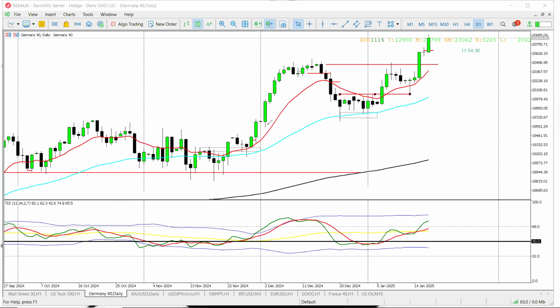The bias we have here is a bullish bias. Remember from the last session, we're aiming for price to reach this level here and to potentially set new all-time highs. So on the daily, the bias is bullish.